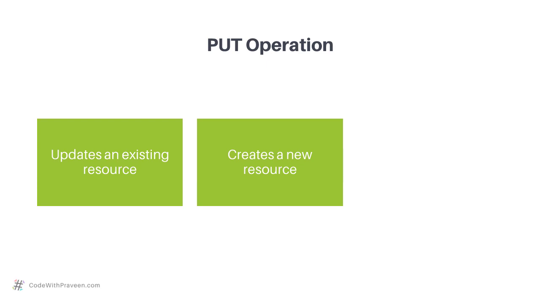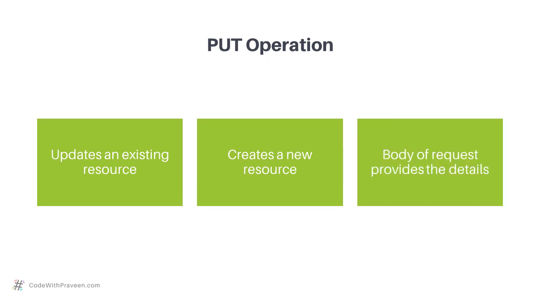Don't get confused with the POST operation. The POST operation is mostly to create a new resource. The PUT operation is to update an existing resource if it exists, otherwise create a new resource. It all depends on the API developer. Some developers prefer to use the PUT operation for updating an existing resource, but some developers also want to support creating a new resource if it does not exist. The body of the request is going to provide all the required details.